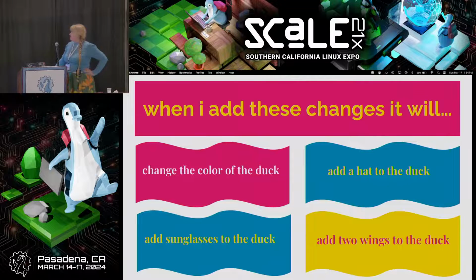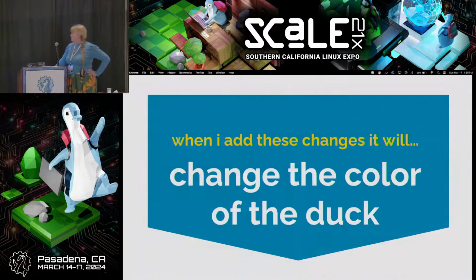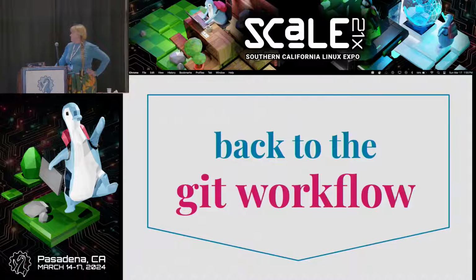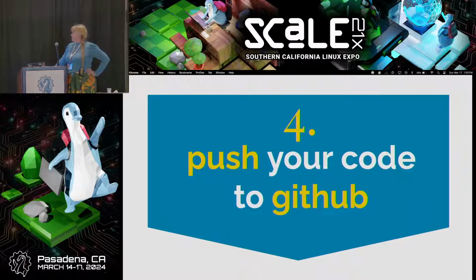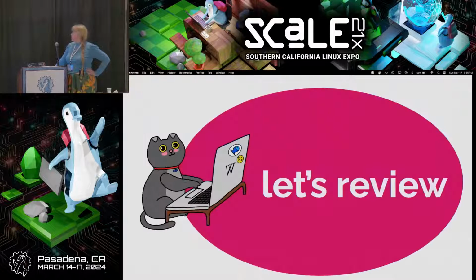Right. So when I add these changes, it will change the color of the duck, or add a hat to the duck, add the sunglasses, add 2 wings to the duck. Generally, you add a verb with a generalized description of what you're doing, if you're just doing a very simple commit. So here we have change the color of the duck. Back to the Git workflow, you commit your code with a message, and you push your code to GitHub.